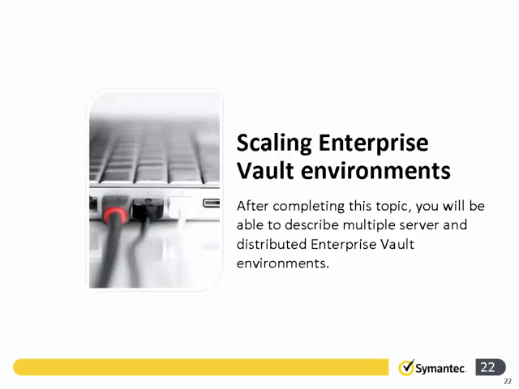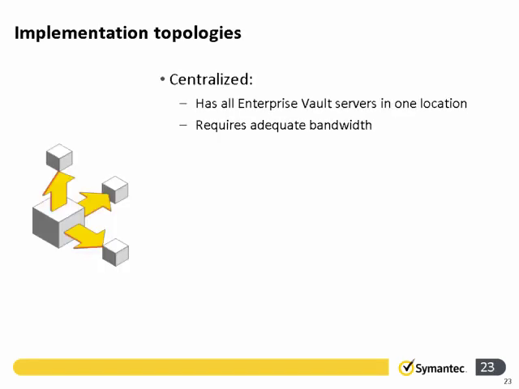Now we're going to move into scaling out and getting bigger and bigger, and some different topologies that are available as your Enterprise Vault environment gets larger. Basically, you're going to set it up in one of three different types of configurations. One would be centralized. This has all the Enterprise Vault servers in one location, but you need to have adequate bandwidth for all the different servers in that location.